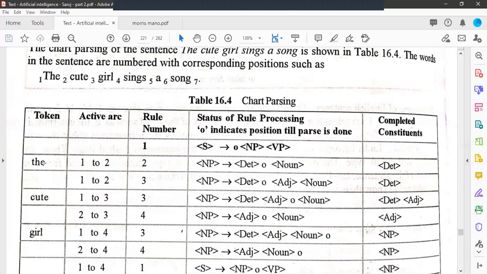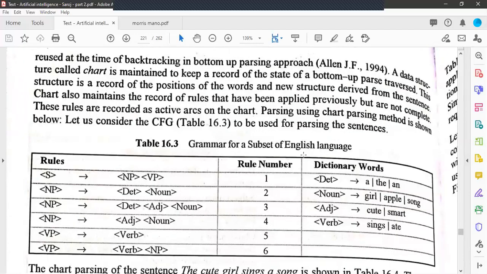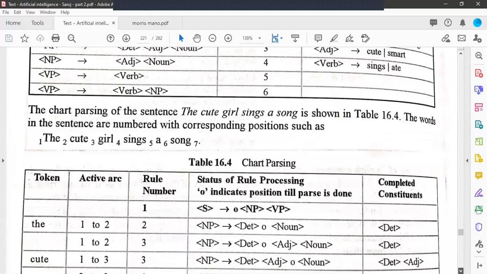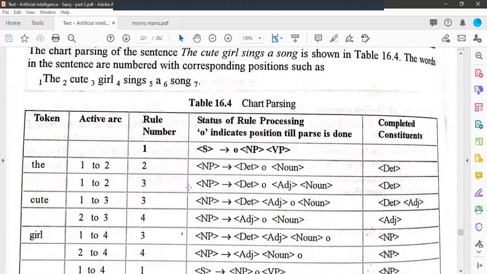The first token, what are active in this? Here rule numbers are given. Here rule number 1, 2, 3, 4, 5, 6. The occurs in rule number 2, rule number 3. So rule number 2 and rule number 3. And active arc. The arc is from 1 to 2. Arc, it is going like 1 to 2.